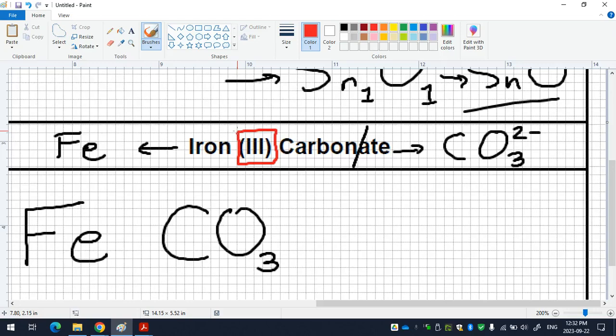What number do I put on top of the Fe? 3 what? 3 positive. No. You always start with the what? Positive. The first one always gets a positive. This is how chemistry is. All right.